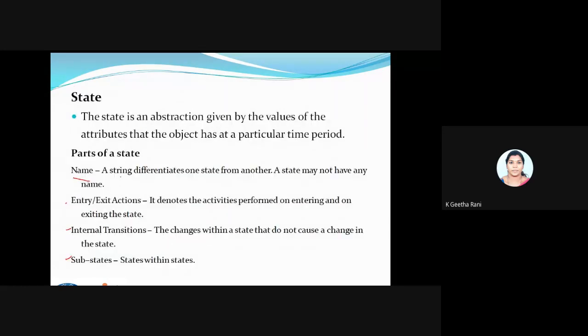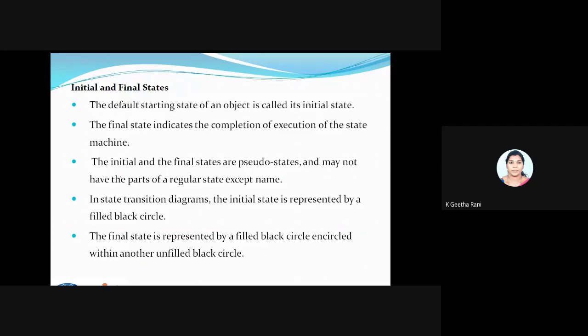Usually in your previous diagrams we'll have a representation for the initial and the final state. That is what is done here. For the initial state, we'll have a dark black circle, a filled black circle. You can see here. For a final state, we'll have an unfilled black circle. That is what I'm telling you. The default starting state of an object is called the initial state. When an object is going to start, that is our default, and we call this the initial state. At the completion, we'll call it the final state.